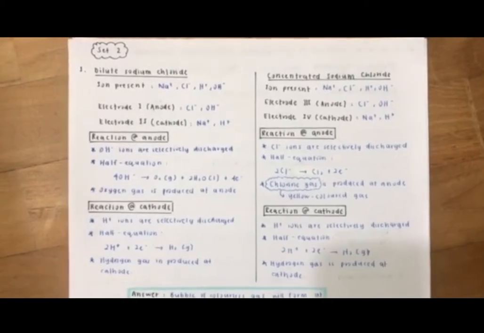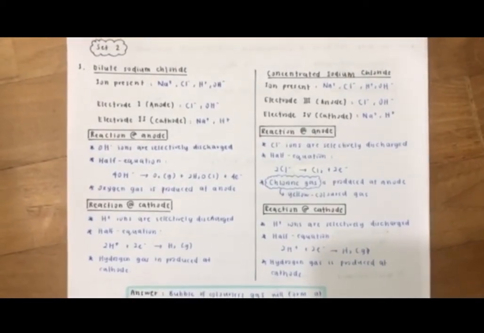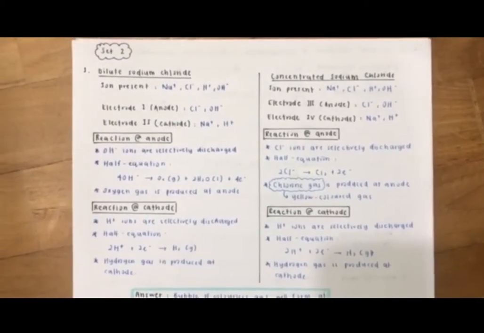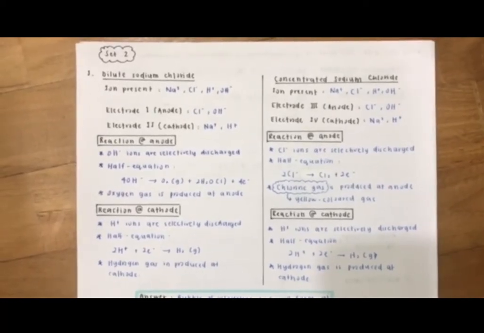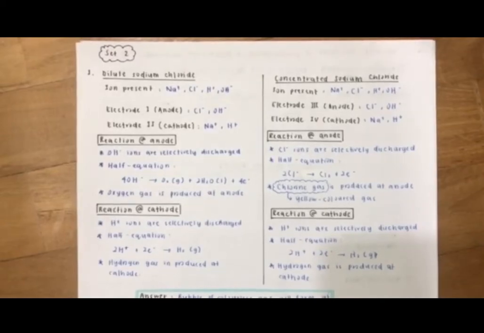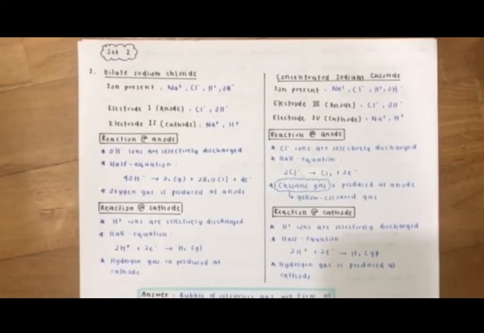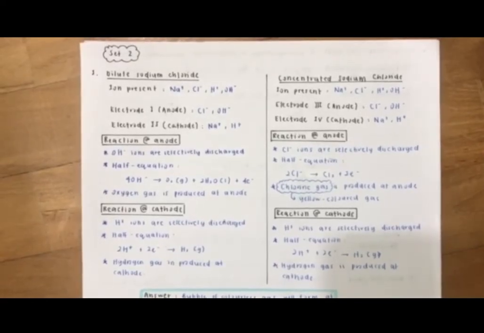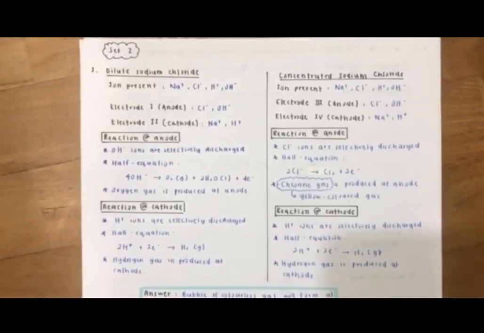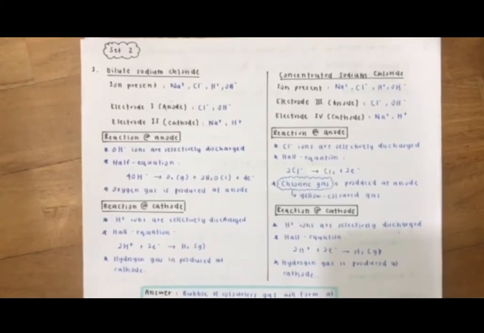For the first question, it asks us to identify which electrode will produce bubble of colorless gas. To solve this question, the first step is to identify what ions are present in both solutions. The solutions used in this question are dilute sodium chloride and concentrated sodium chloride. So we go through dilute sodium chloride first.